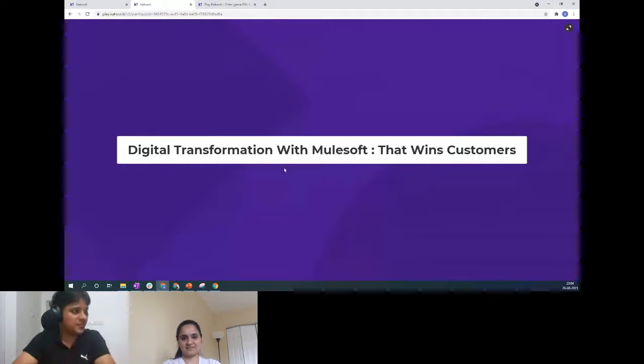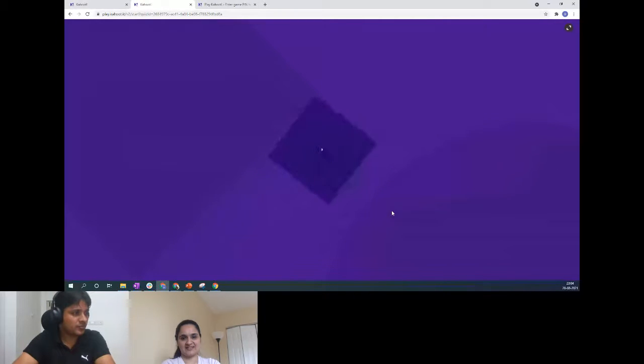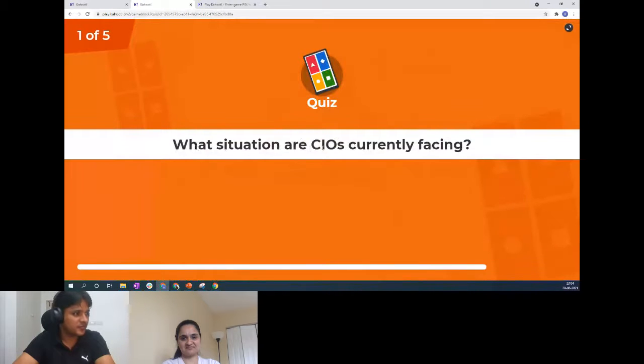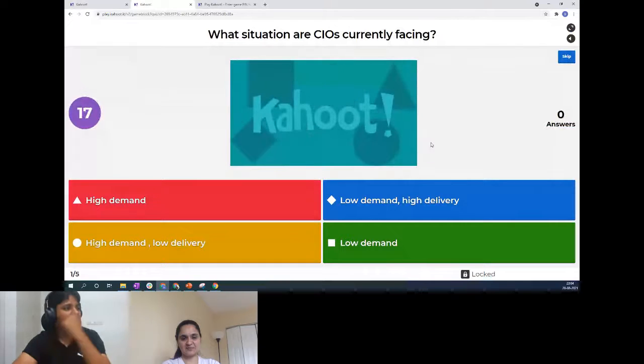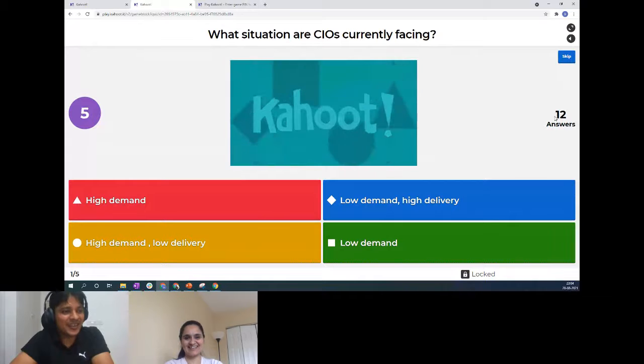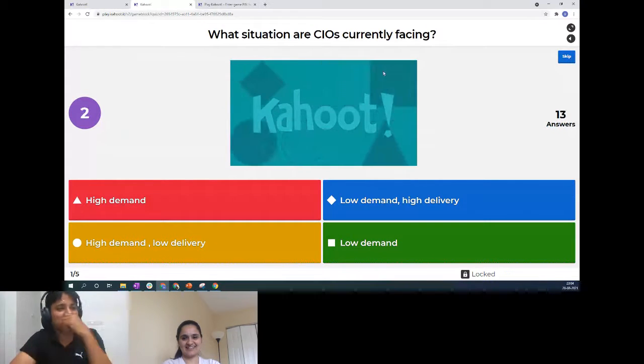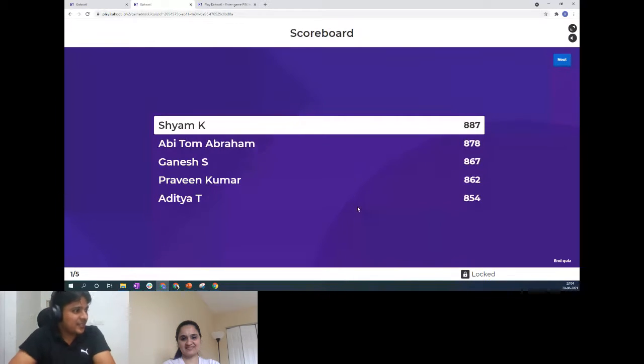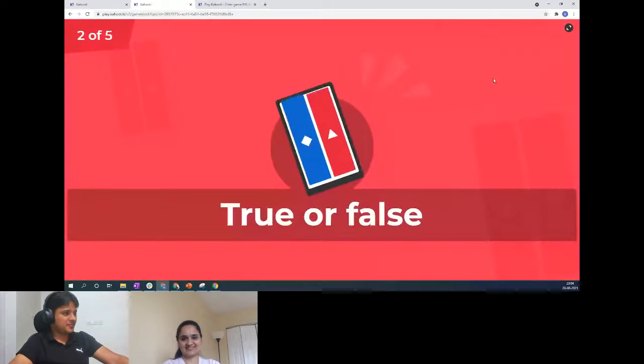Okay, let's start. So the first question is: what situation are CIOs currently facing? Kalyan, don't give the answer in the chat window. You have to log in and give your answer. Yes, most of them gave answers. Let's see who's on top. So Sham, Abhi, Tom, and Ganesh are on top. So we'll go to the next question.